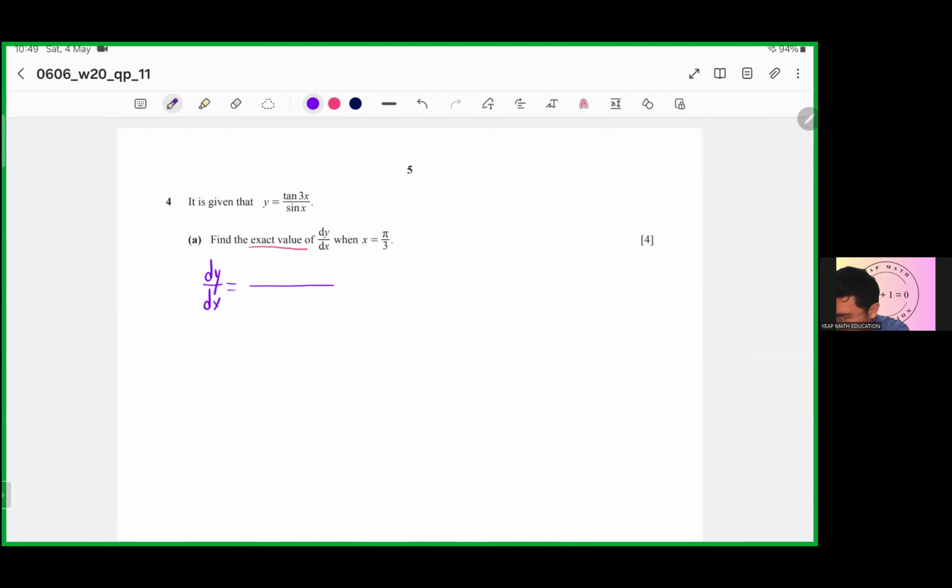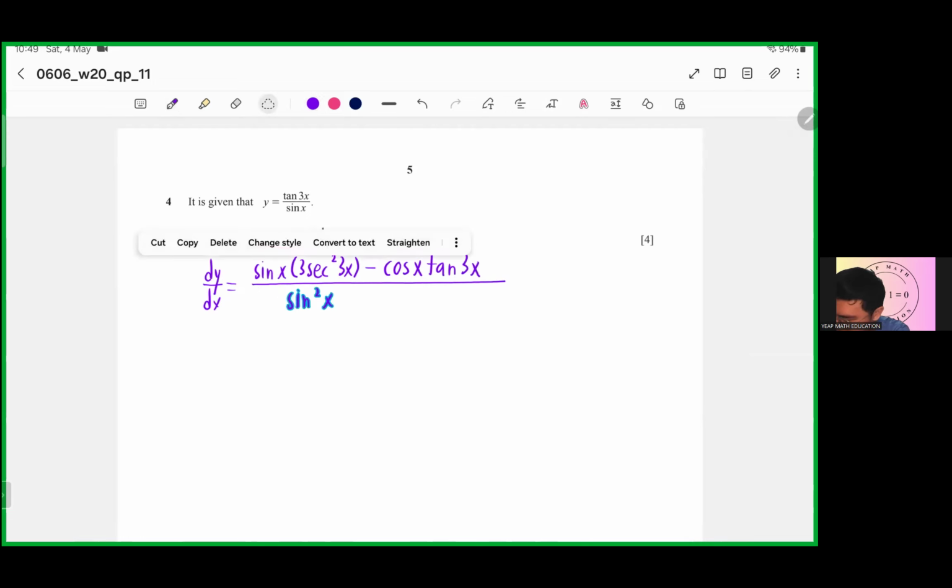After we differentiate to get dy/dx, now we can put our value x equals 1 over 3 into dy/dx.